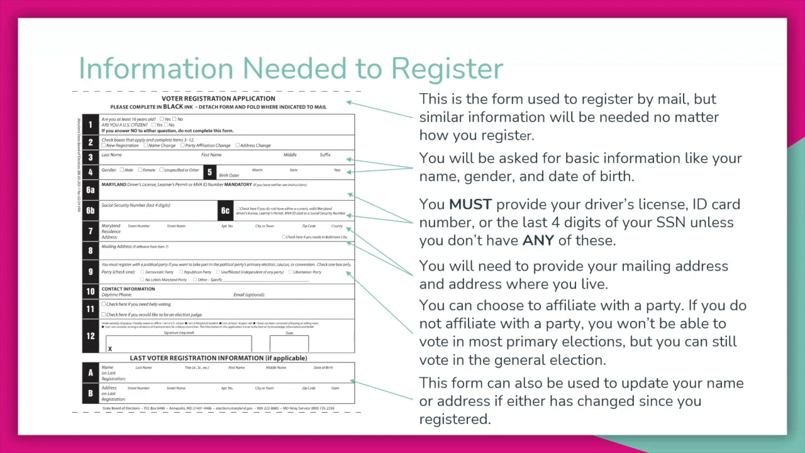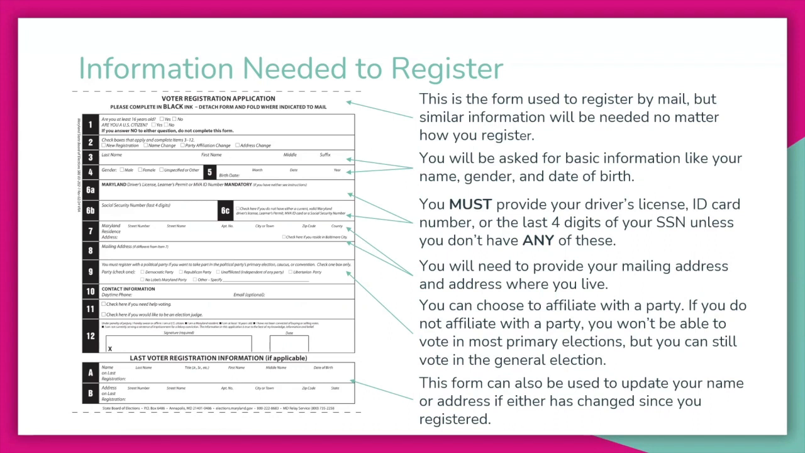To register to vote, you must provide basic information such as your name, gender, and date of birth. Additionally, federal law requires that you provide your Maryland driver's license number or Maryland ID card number. If you don't have either of those, the last four digits of your Social Security number. It's important to note that your application won't be processed if you don't provide this information or affirm under penalty of perjury that you don't have any of those identification numbers. You'll also need to provide your mailing address and residential address.